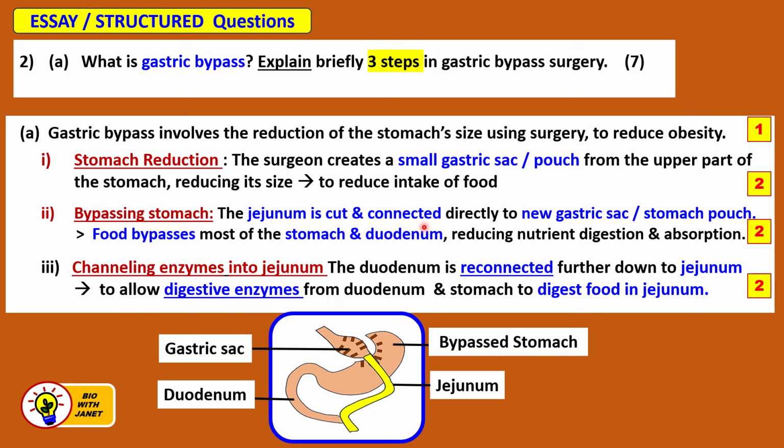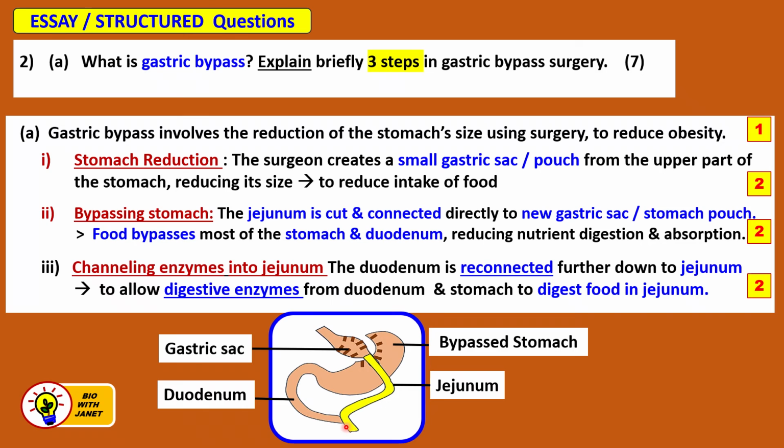Now, bypassing the stomach, the jejunum is cut and connected directly to the new gastric sac as seen here. Okay, now this is the gastric pouch or gastric sac or stomach pouch. So now the jejunum is connected directly to the new gastric sac. So food will bypass most of the stomach here and the duodenum, reducing the nutrient digestion and absorption of food.